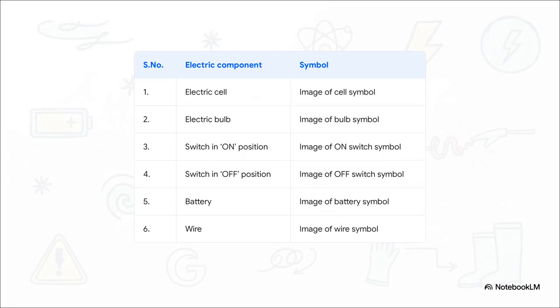Okay, so take a look at this. This is what makes everything so much easier. Instead of trying to draw a realistic battery or a light bulb, we just use these simple symbols. See, a long and short line for an electric cell, a little circle with a cross for a bulb. It's like a shortcut that makes drawing circuits super fast and clear for everyone.